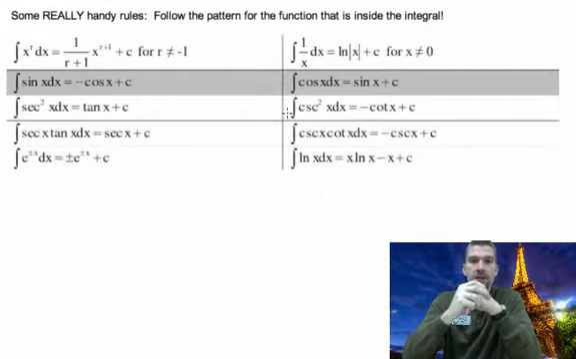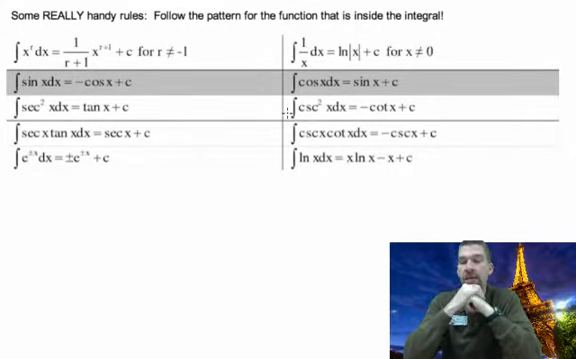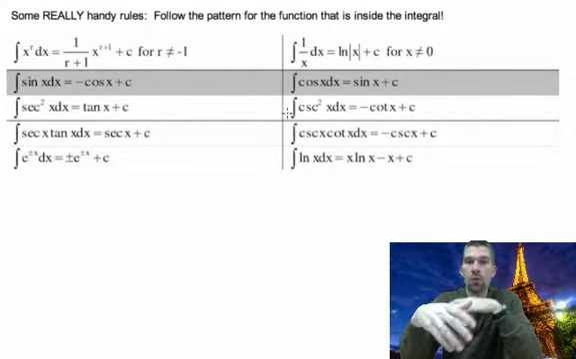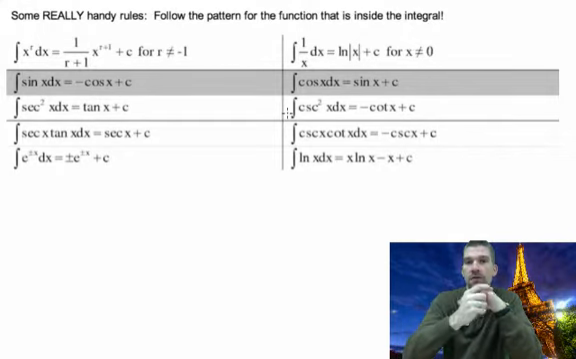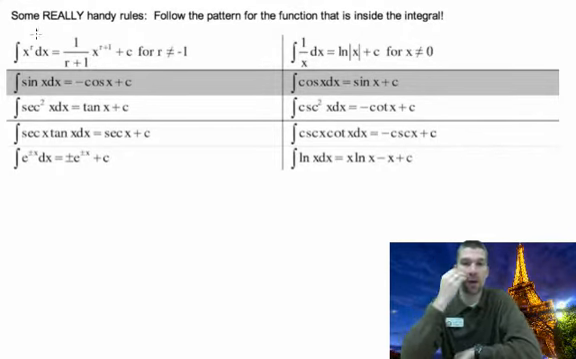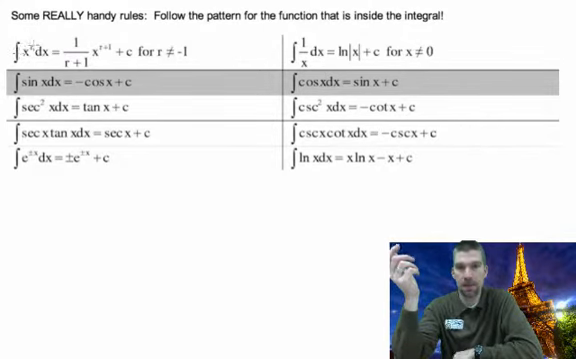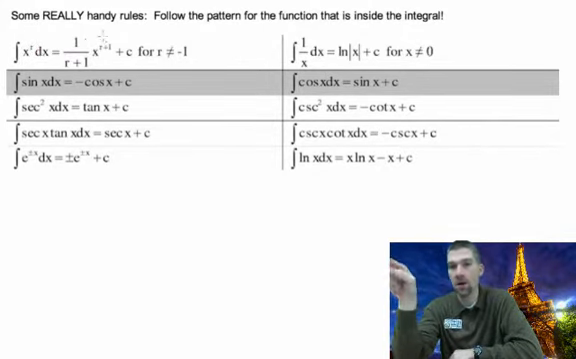On this slide we're looking at some really handy patterns and rules for finding indefinite integrals. It's important to understand that these are patterns, so we're looking for different things. This first pattern is one that we just did, where you've got the variable raised to a number. We add one to the number and divide by it when we come out of the integral.